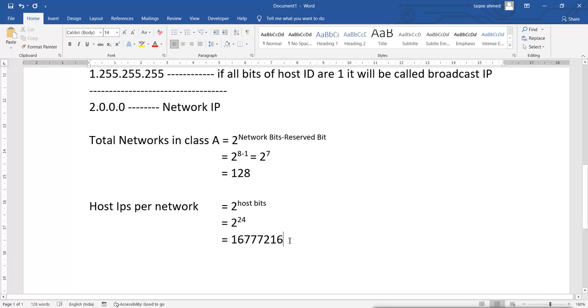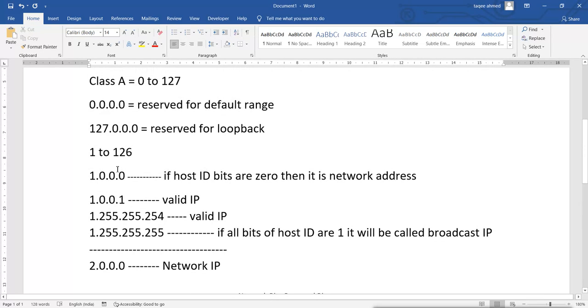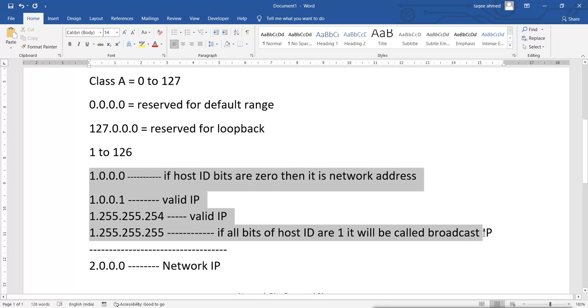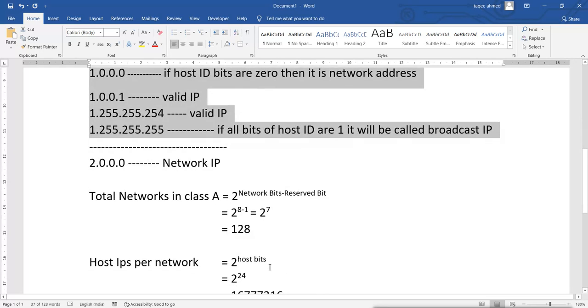Now remember, these two IPs we can't use. This is the total range, from this network IP to this broadcast IP. Remember, I said you can't use the network IP where all the host bits are 0. And if all the host bits are 1, it's the broadcast address, and you can't use that either. So basically you can use only the IPs in between. The first IP and the last IP in one network you can't use.